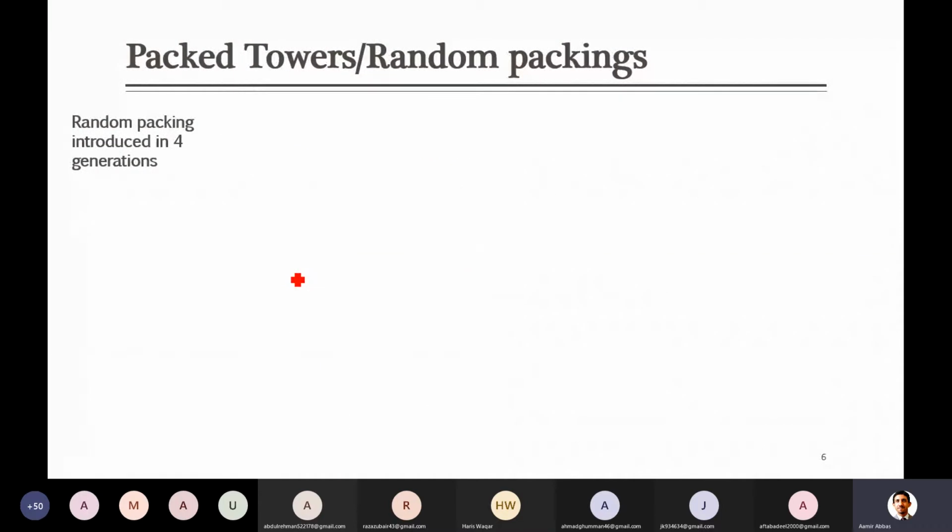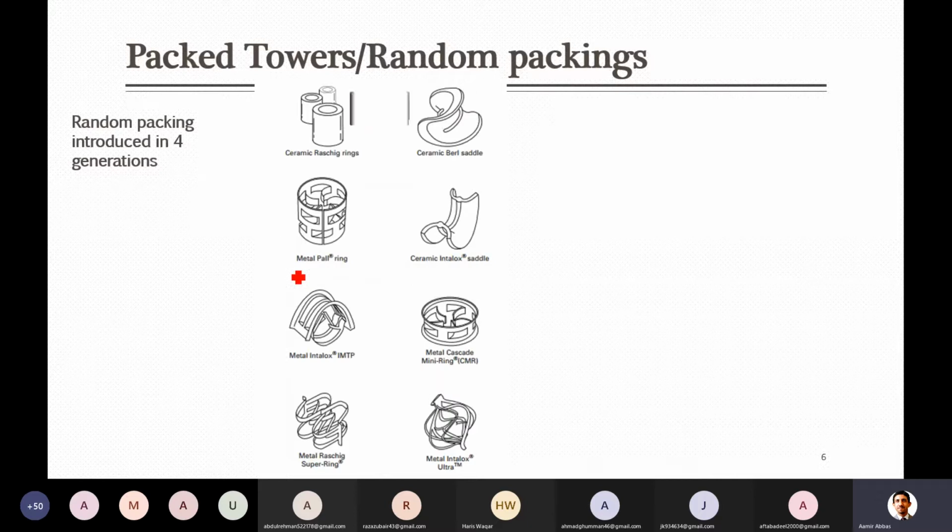So let's look at those. There are four generations of random packing, which were developed with the passage of time. The first two, shown at the top, were used in 1950 or before that. They were named ceramic Raschig rings and ceramic Berl saddle. As their name indicates, they were made of ceramic. These are two types of packing which were widely used inside packed towers before 1950.